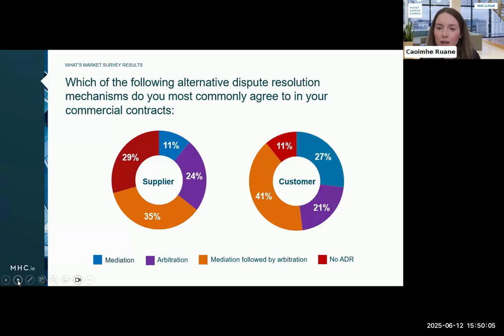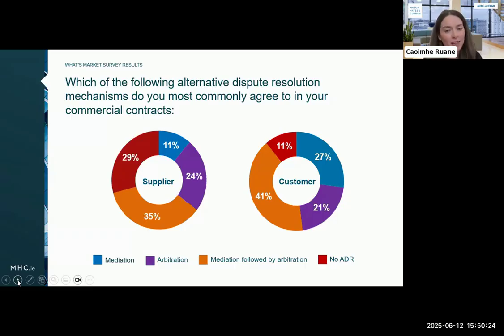which of the following alternative dispute resolution mechanisms do you most commonly agree to in your commercial contracts? So as was the case last year, clauses that provide for a referral to mediation followed by arbitration is once again the most popular dispute resolution mechanism for both suppliers and customers.